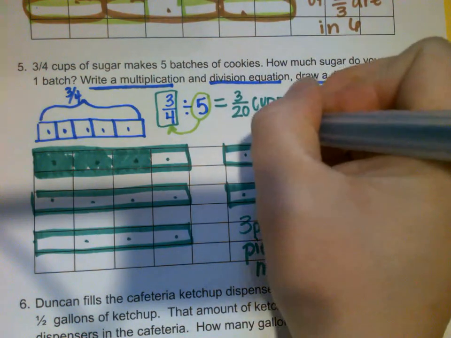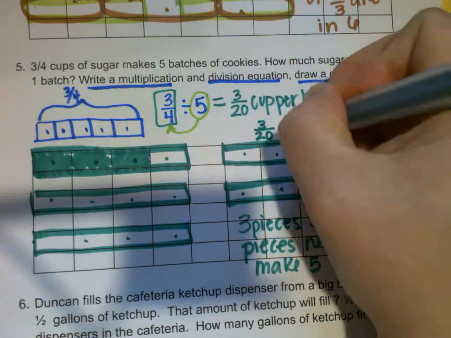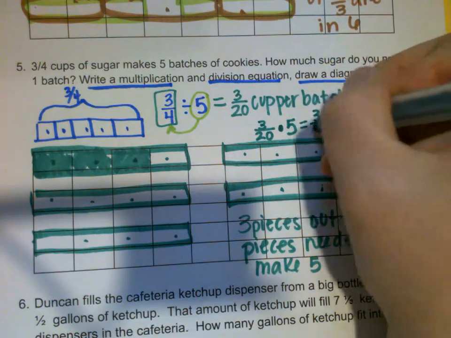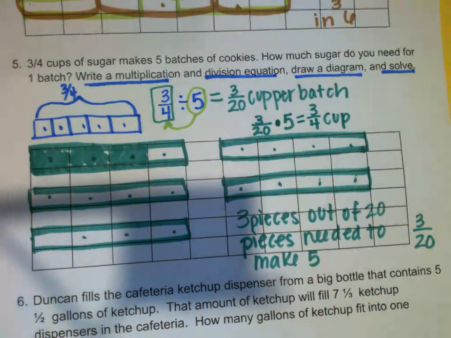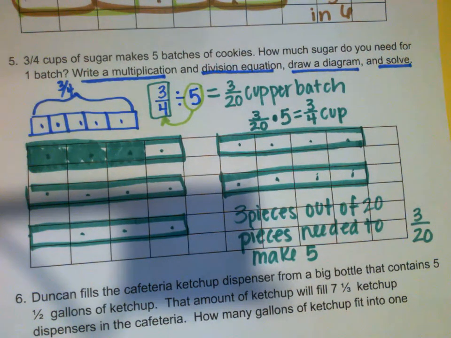Or if I use 3/20 cup of sugar for all 5 batches, so 5 of those, then that means I'm going to need a total of 3/4 of a cup of sugar to make all 5 batches. Let's go on to our last problem.